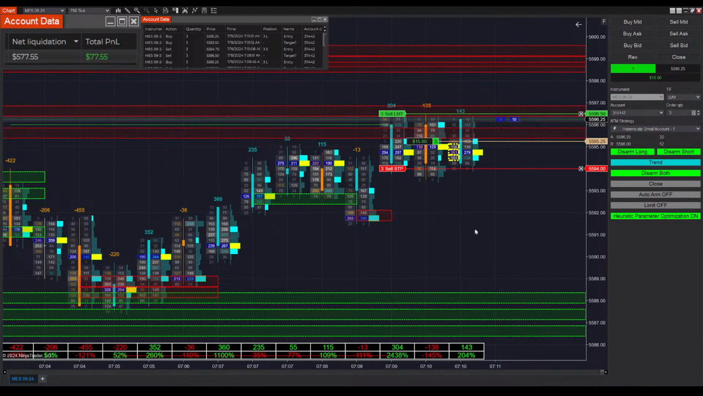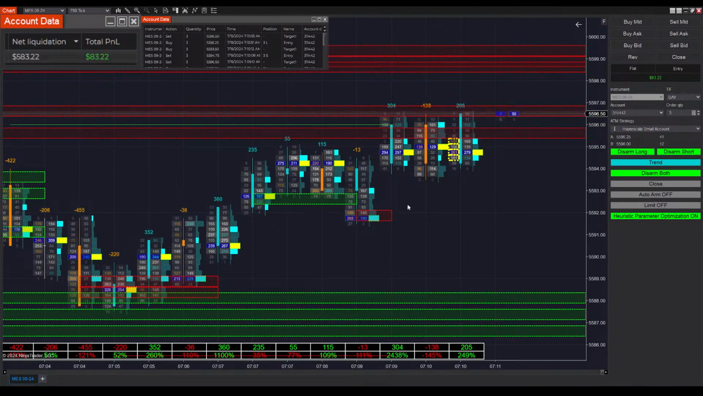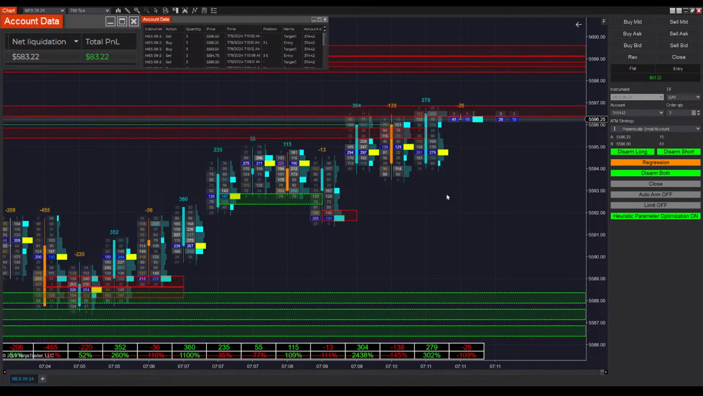Just got filled into a long position here. We ended up winning that one, up to $83 on the day now. We're going to be switching into regression mode at this point. We've had a pretty significant amount of chop around these derived zones. I have minimum stacked imbalances set to 2.